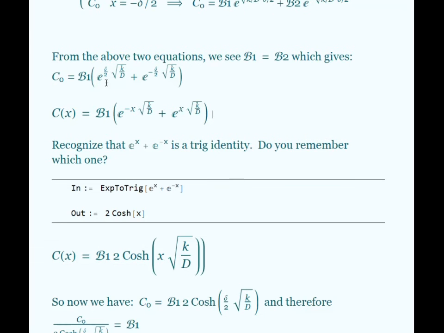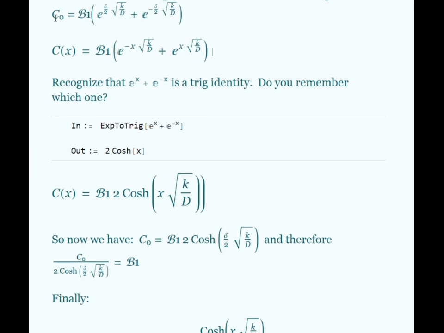Now, to make things a little simpler, one of the things we can see here is that we've got an e to the x, e to something plus e to the minus something. And hopefully that triggers a memory of a trig identity. I'm not expecting you to remember which one, but if you recognize it is one, then we can simply look it up, right? In Mathematica, I can just say exponential to trig, and it'll tell me it's 2 times the hyperbolic cosine of the power. Okay, in our case, x times the square root of k over d.